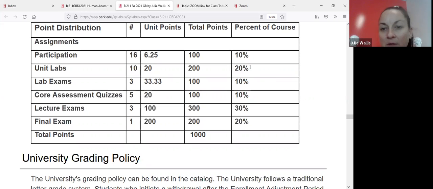All right, so the lab totals about 30% of your grade, and then the rest of it is basically just quizzes and assessments and the participation points. So the lab exams will be kind of like practical exams. I'll have some models out and you'll have to identify certain structures and things like that. So that's going to be those 3 lab exams that are worth 33 points each. I was trying to make it 100 points, but. And then you'll have 5 quizzes and then 3 lecture exams and 1 final exam.